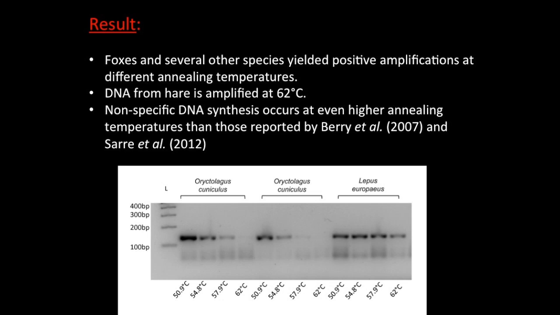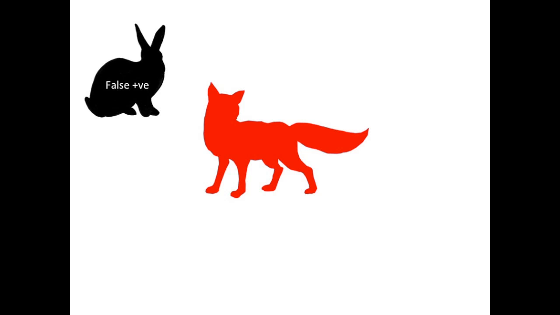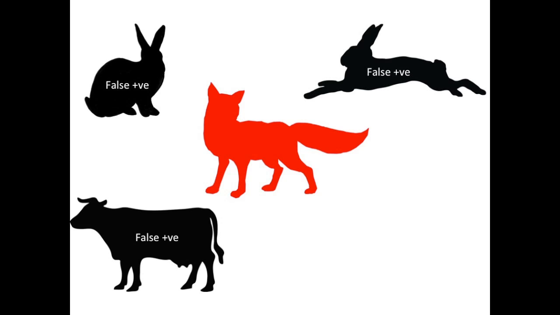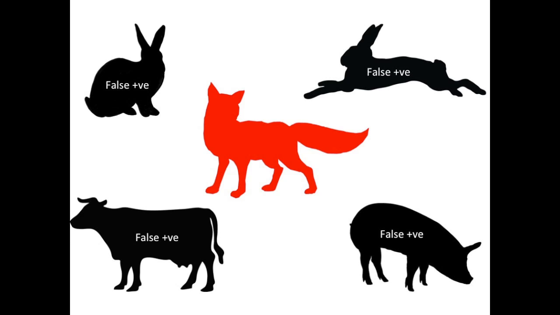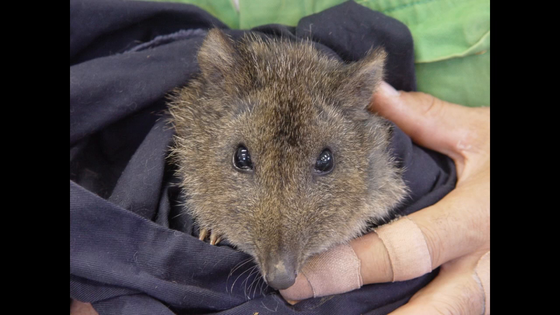The results were that foxes and several other species yielded positive amplifications at different annealing temperatures. In this example, because DNA from the hare is amplified at 62 degrees Celsius, non-specific DNA synthesis occurs at even higher annealing temperatures than those previously reported in 2 studies by Berry and Saar. The PCR produced clear amplifications for the red fox, European rabbit, and European hare, as well as domestic cattle and domestic pigs. PCR products were also obtained for the Tasmanian devil and long-nosed potoroo with weaker intensity.